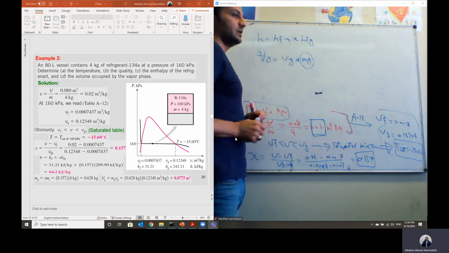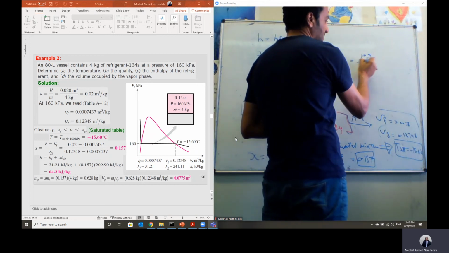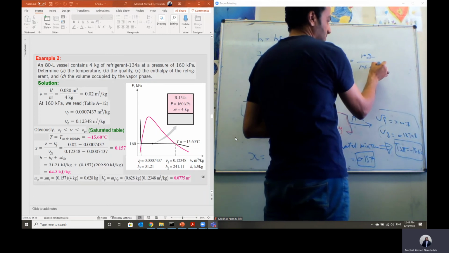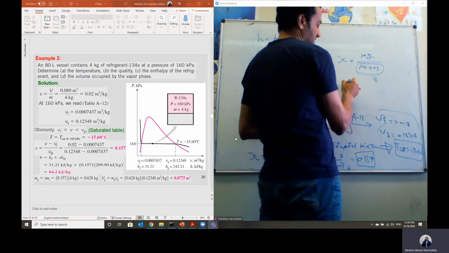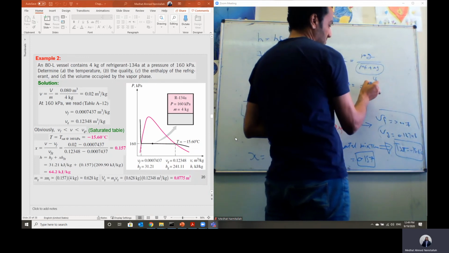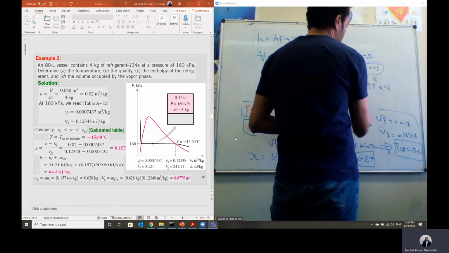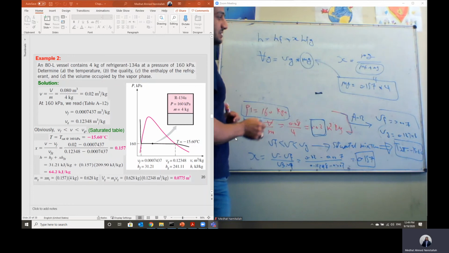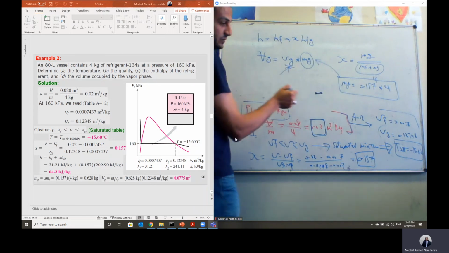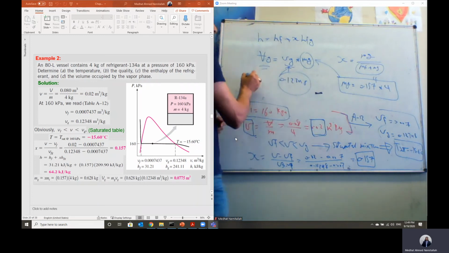But how can we calculate the mass of gas? We have the quality of the mixture X equal to the mass of gas divided by the total mass, which is mass of fluid plus mass of gas. Total mass is given as 4. Then the mass of gas will equal the quality X, which is 0.157, multiplied by the total mass, which is 4, and then we can calculate this mass of gas. Just multiply this mass of gas by the specific volume V gas from the table, which is 0.12348, then we can calculate the total volume occupied by the gas in cubic meters.